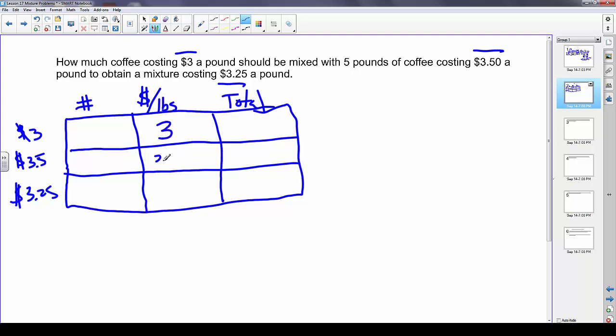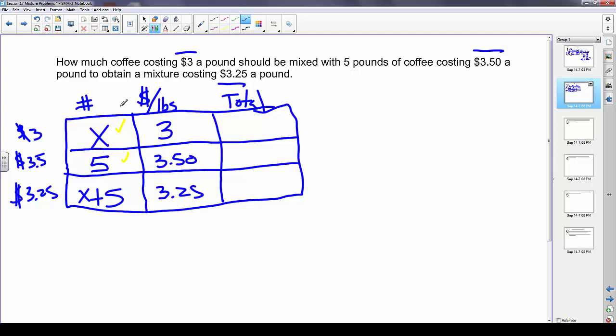This is 3, 3.50, and 3.25. Now, the amount of each. They say, how much coffee costing $3 per pound? I don't know. That's x. Should be mixed with 5 pounds of coffee costing $3.50. I know exactly how much there is here. And we want to get a mix of $3.25. Well, if I've added x pounds of this bag to 5 pounds of this mixture, then I create a total of x plus 5 pounds of this new mix.